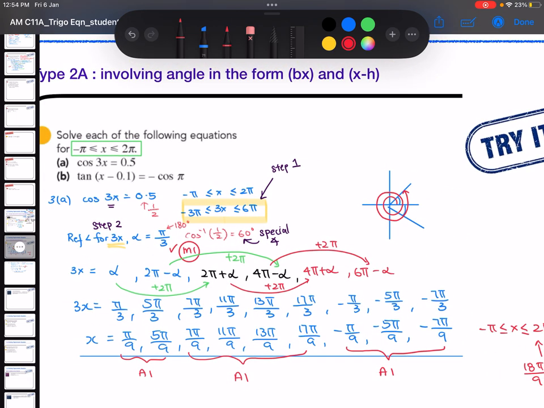Let me continue in the negative direction because it has to go all the way to negative 3 pi. Okay? Come, let's turn negative direction.